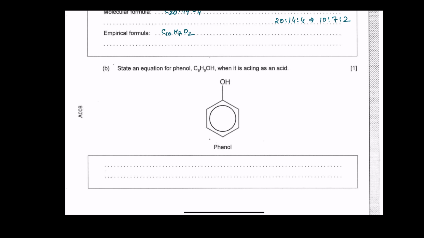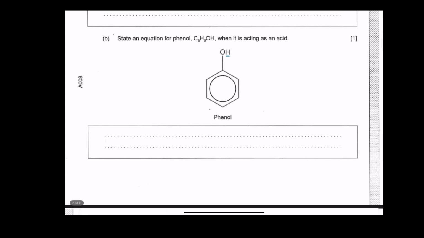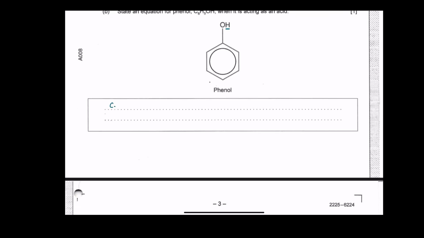Next, this is phenol. So we have to state an equation of phenol when it starts acting like an acid. So basically, this hydrogen in the OH can dissociate. The phenol has a molecular formula of C6H5OH, and it will react with water when it acts as an acid. You will get C6H5O minus ion and then H3O plus.